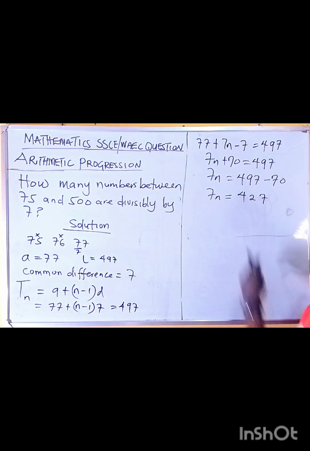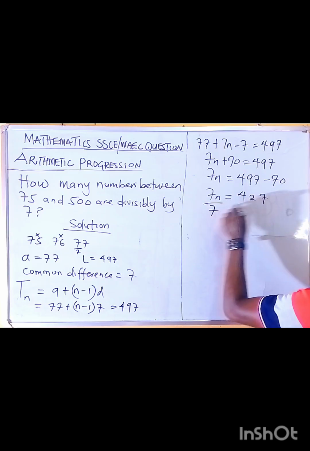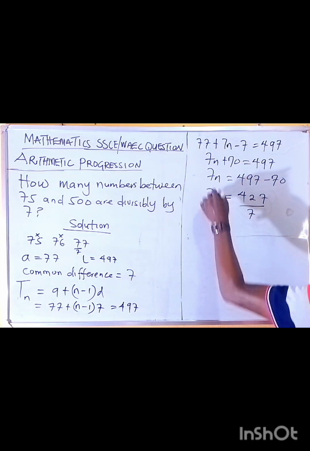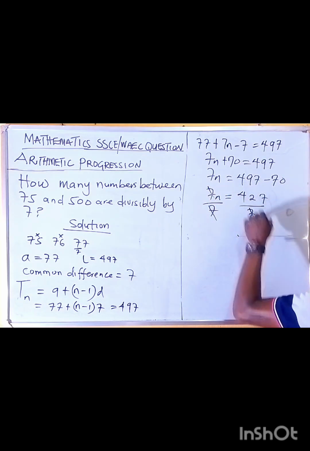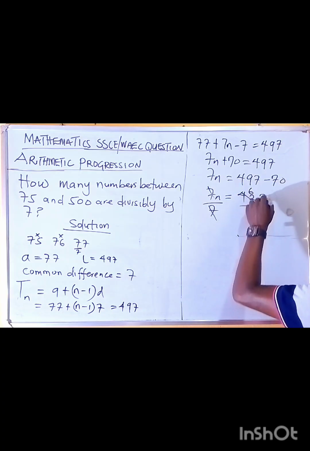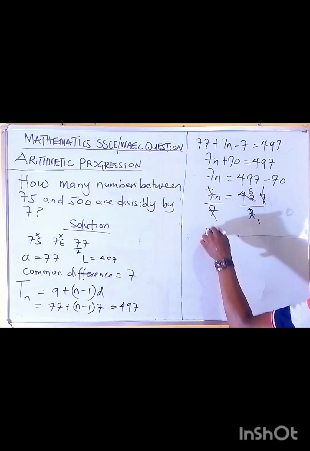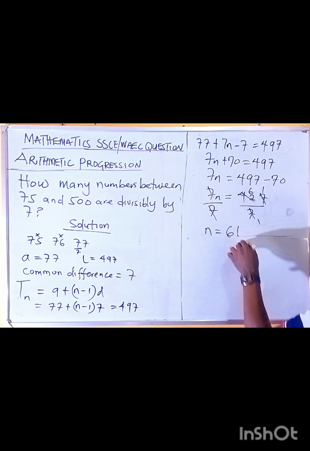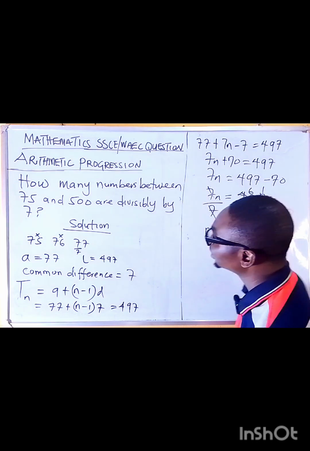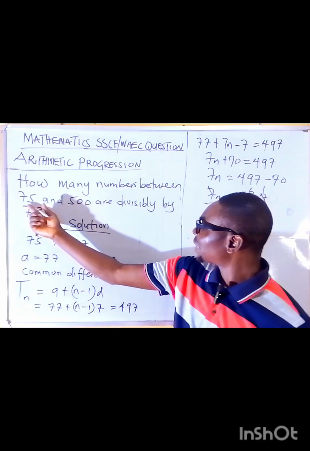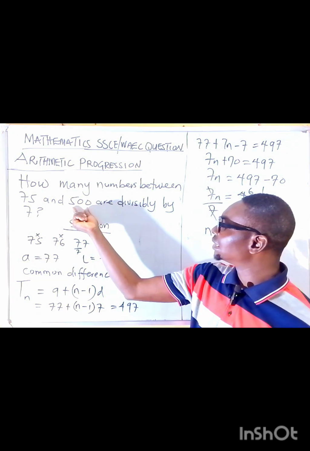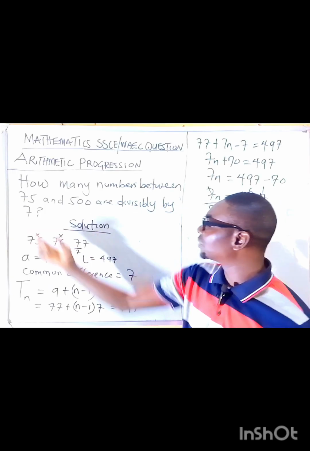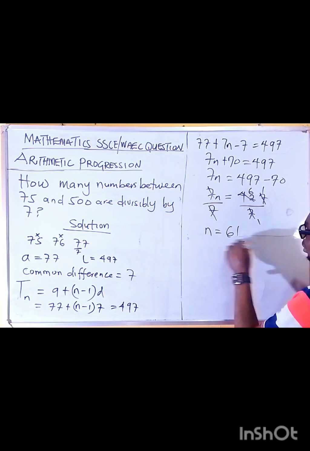So 7n now is equal to 497 minus 70, which will give me 427. To get n, we divide both sides by 7. So this will cancel this. Therefore, 7 into 427 gives 61. Therefore, our n is equal to 61. So the number of terms between 75 and 500 that are divisible by 7 is 61.